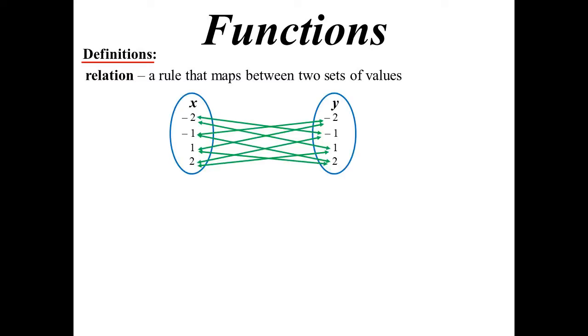For example, there you go. All those green lines are mapping from the x values to the y values, and some of them are going back the other way as well. A relation that describes that particular one would be x squared plus y squared equals 5.